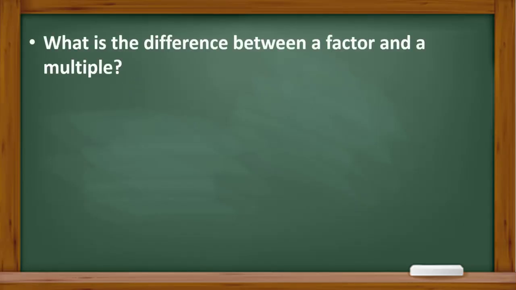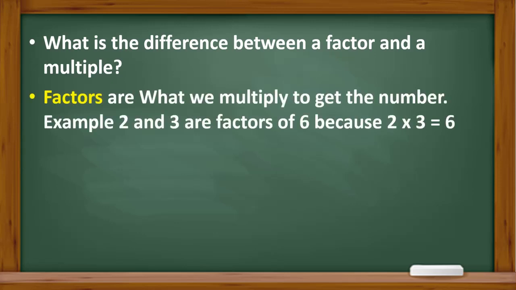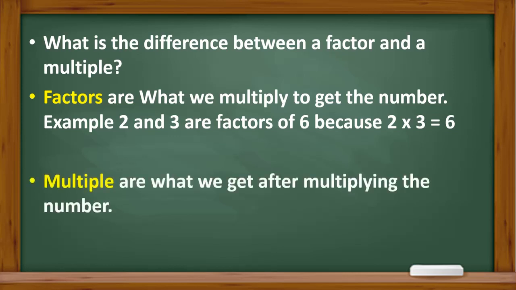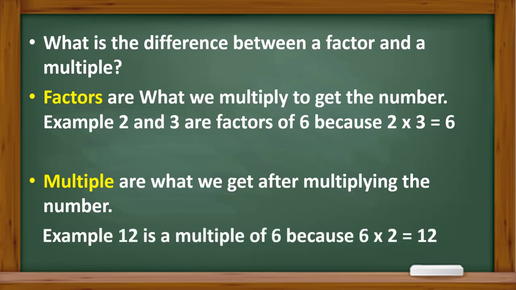What is the difference between a factor and a multiple? Factors are what we multiply to get the number. Example, 2 and 3 are factors of 6 because 2 times 3 is equal to 6. Multiples are what we get after multiplying the number. Example, 12 is a multiple of 6 because 6 times 2 is equal to 12.